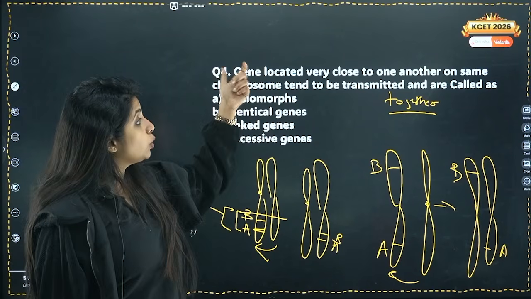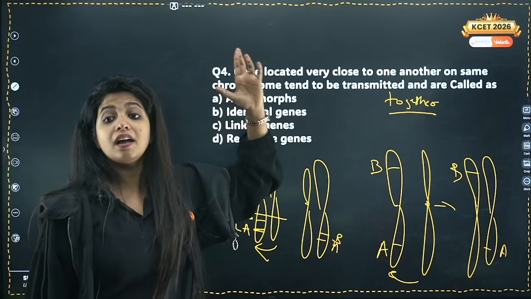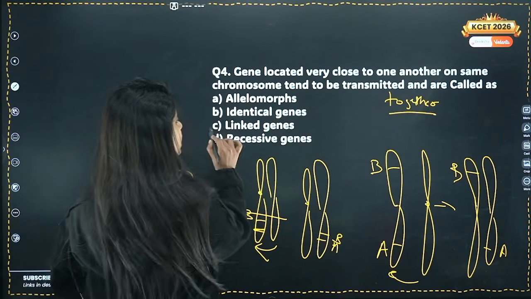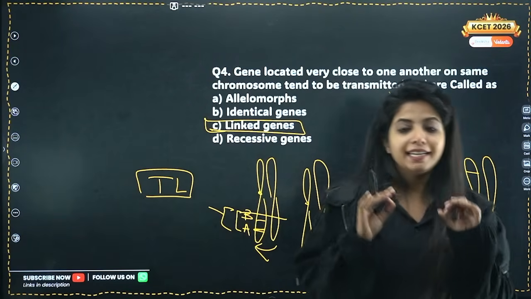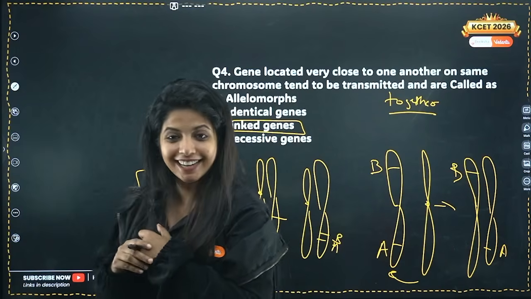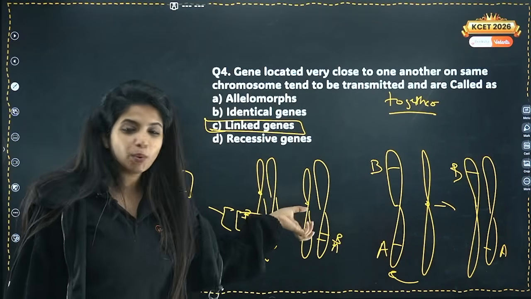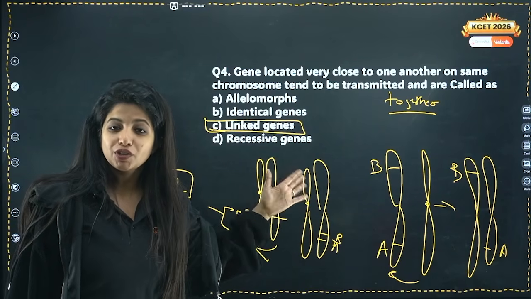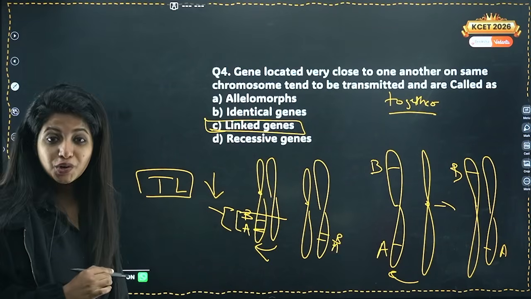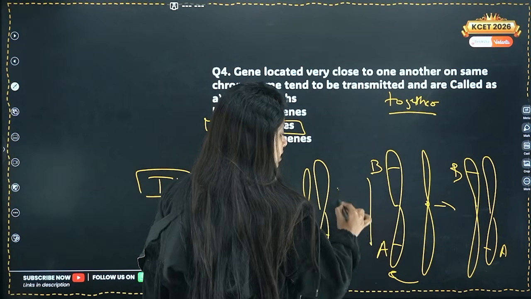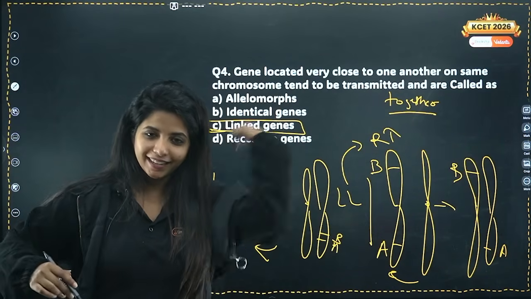So over here it is written, genes located very close to one another on the same chromosome tend to be transmitted together and are called what? Linked genes. Not allelomorphs, not identical genes, not recessive genes. It is linked genes. Are you getting it, my dear children? Whenever the same genes go together, we say the amount of recombination, or new combinations being formed, is less. So tightly linked genes will have less recombination, whereas loosely linked genes like this will have a high amount of recombination. Okay, done, deal?